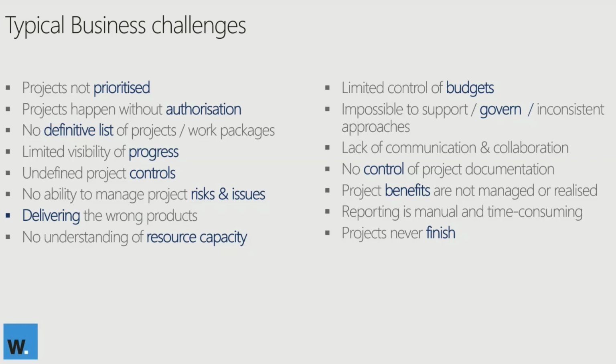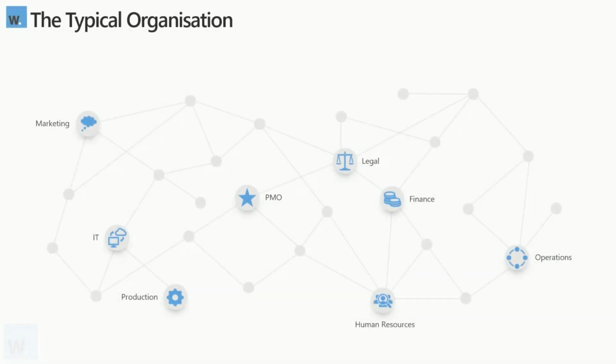So what does the typical organization look like? Well, it's made up of a variety of departments and teams. And in one way or another, they're likely to be interconnected and potentially running joint projects or campaigns or product launches or some other work management activities.